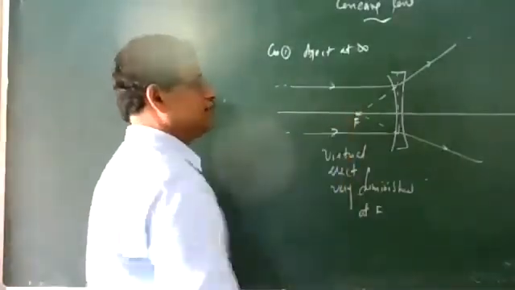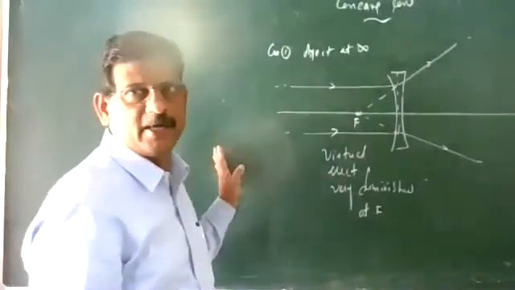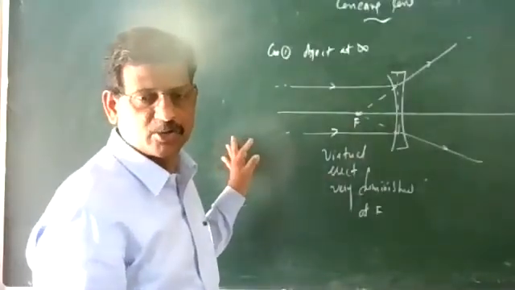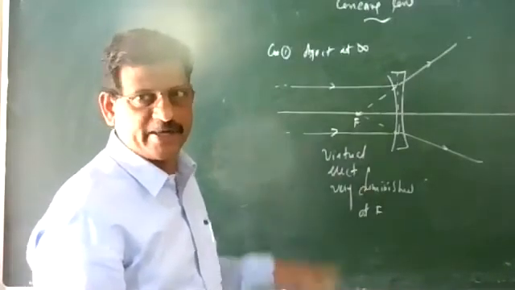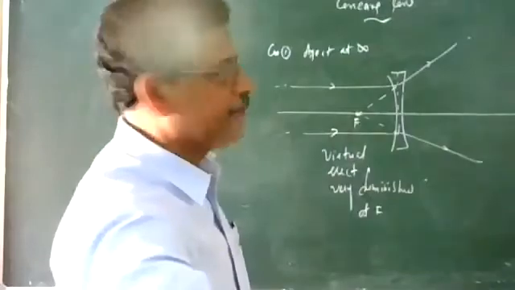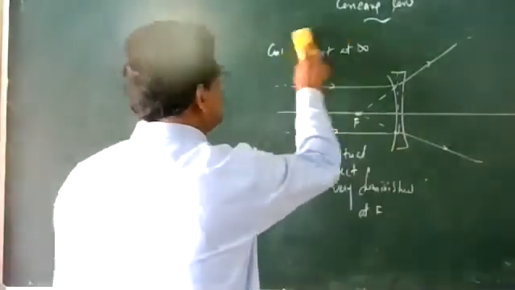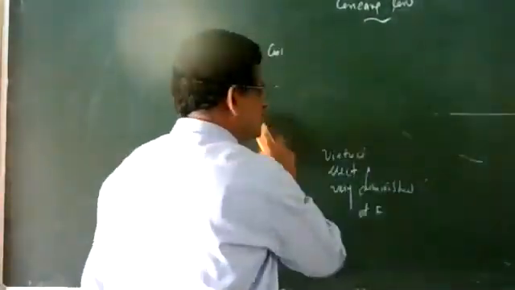Arrow mark should be there, otherwise half mark will be deducted. In the ray diagram, the arrow mark should be there. Okay. Next is case 2, at any finite distance. You should draw this diagram at the bottom. Case 2, object at any finite distance.